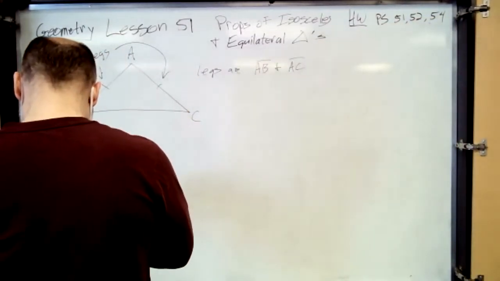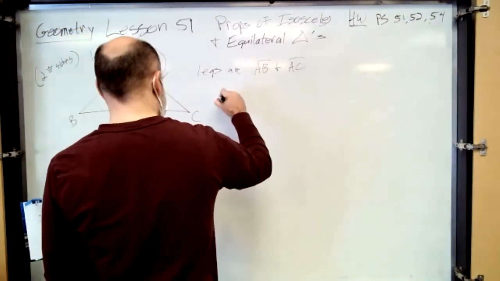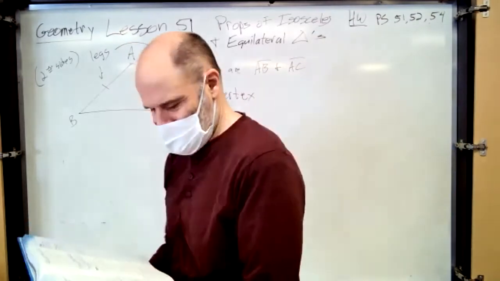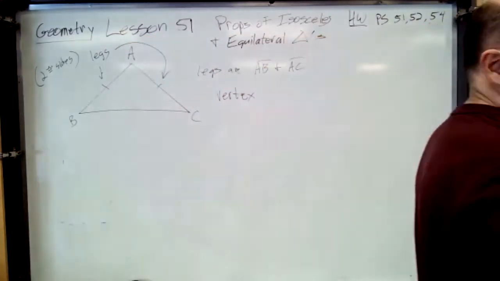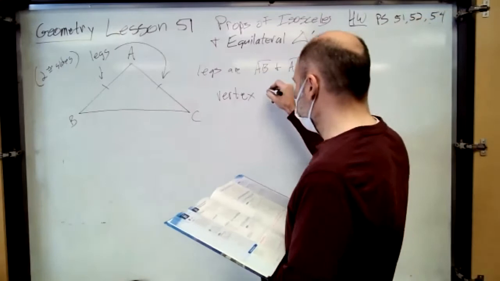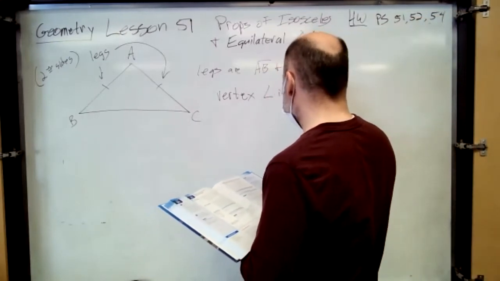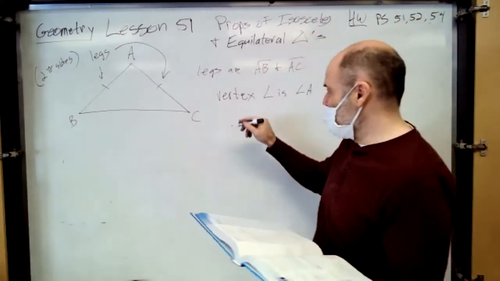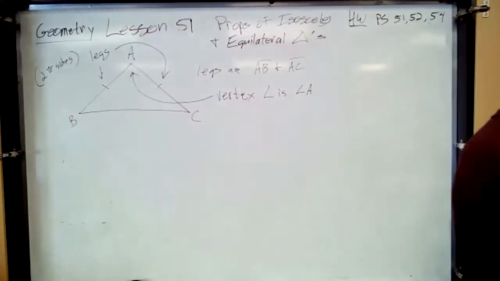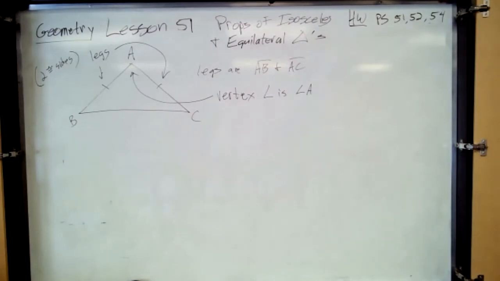Okay. The vertex of an isosceles triangle. Vertex is the point where the two congruent sides meet. So this is the angle. The vertex angle is angle A, right? Vertex angle. Which kind of makes sense because there's only one vertex and it's not going to be one of those other two angles. So that's the vertex angle.